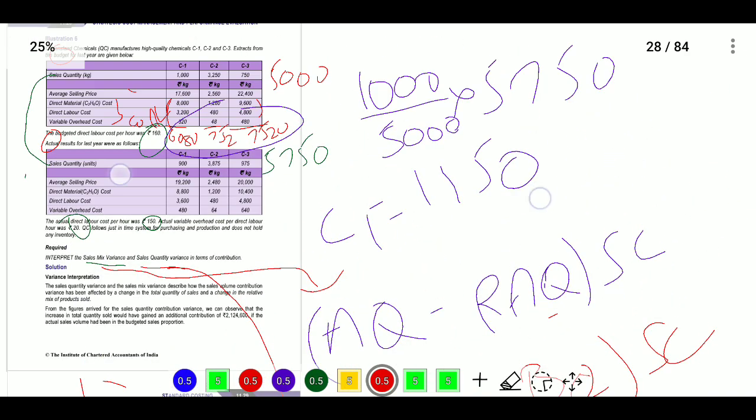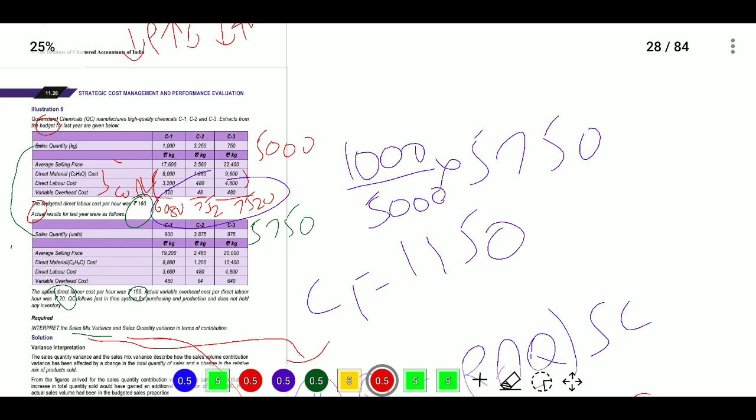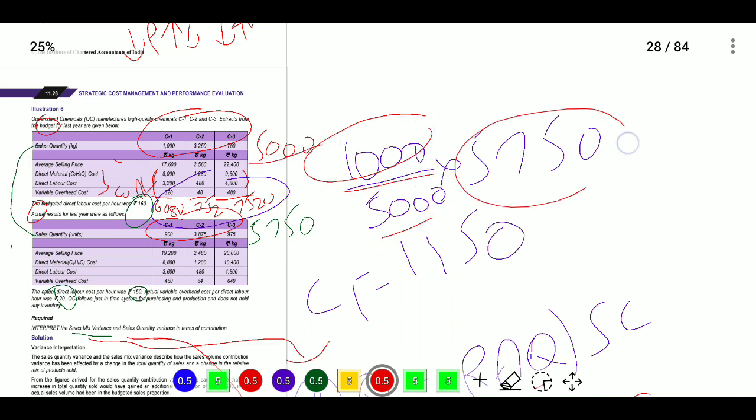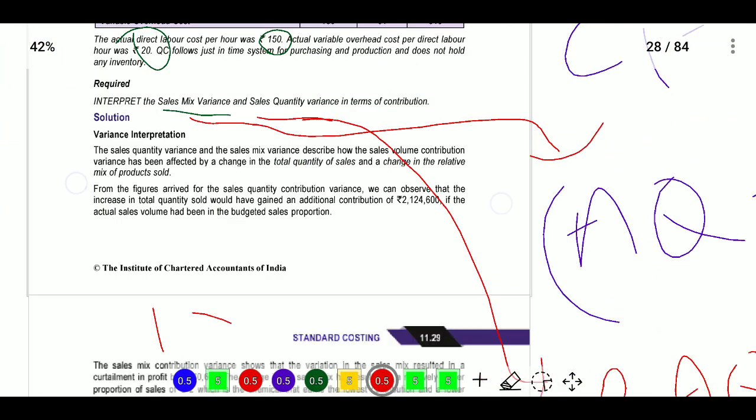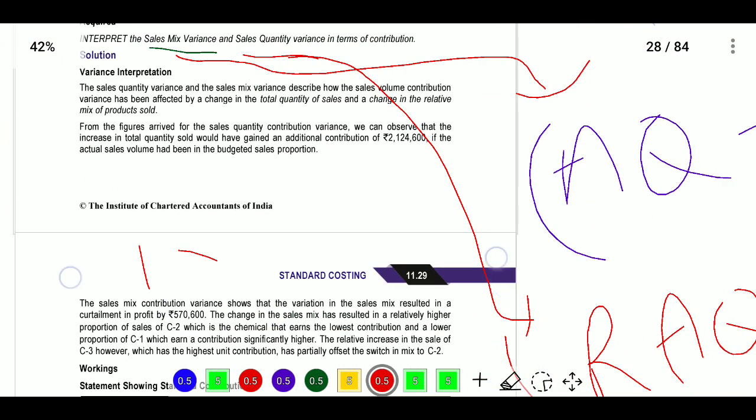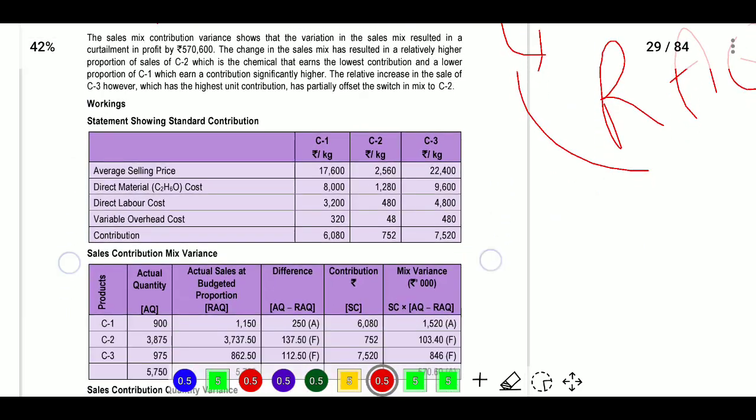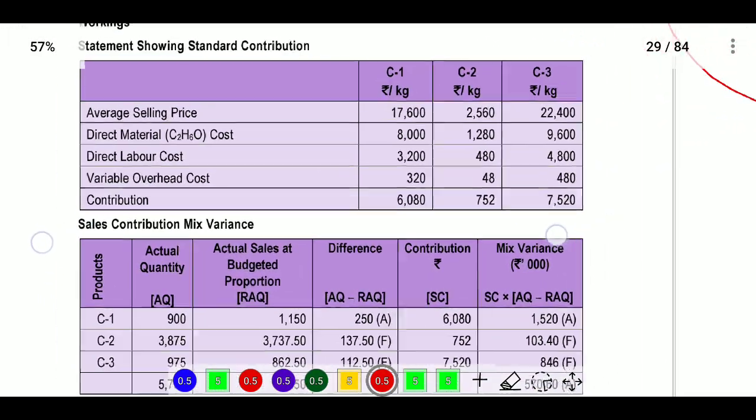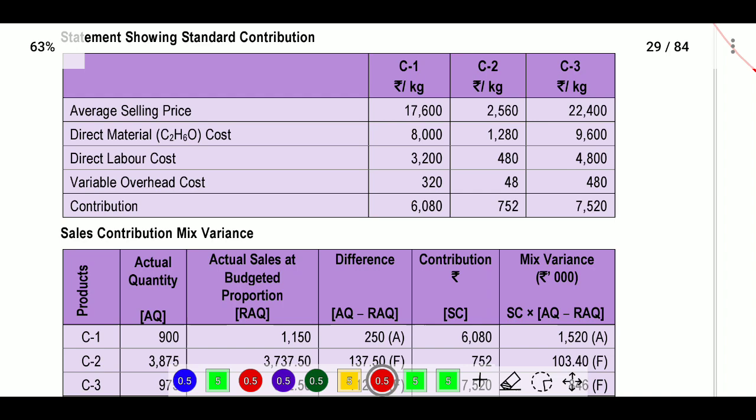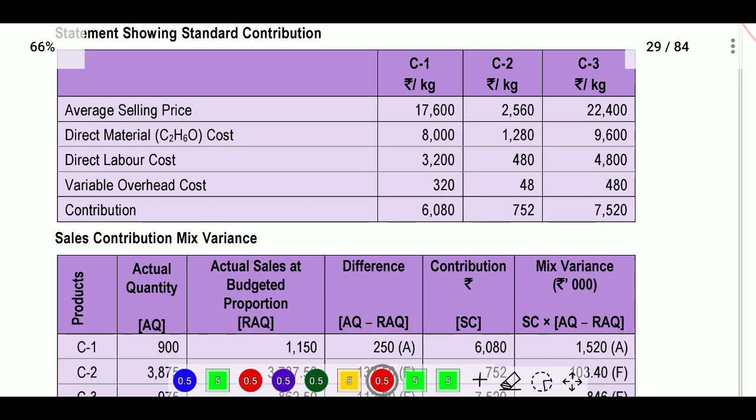And how will we get the revised actual quantity? We will convert the budgeted quantity into actual quantity. How? 1000 divided by 5000, and we will require it for 5750. So now we will see the answer, the variance interpretation. Firstly we will see the answer here. The average selling price was 17,600, 2,560, 22,400. So they provided direct material, direct labor and variables.